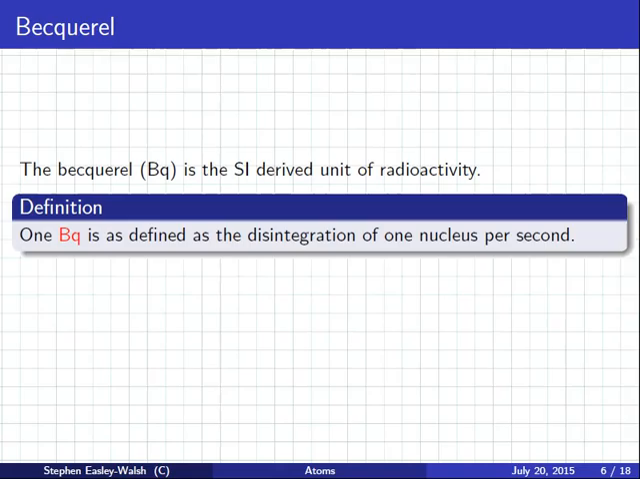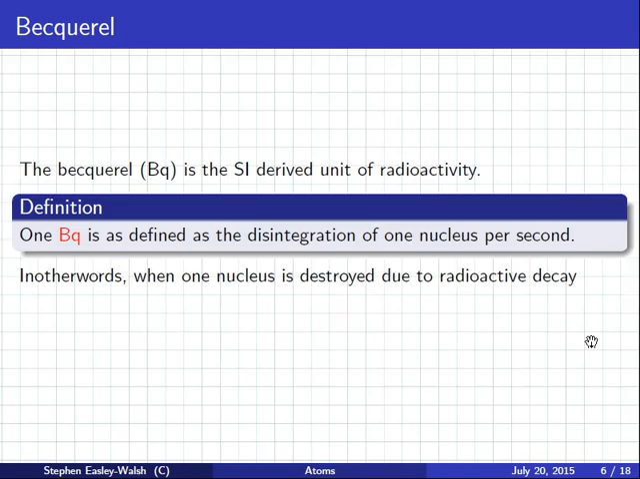Got that? Yeah. Yes. Definition sometimes asked on the exam for this question. Okay. So in other words, when one nucleus is destroyed due to radioactive decay per second, we say it has an activity of one Bq.